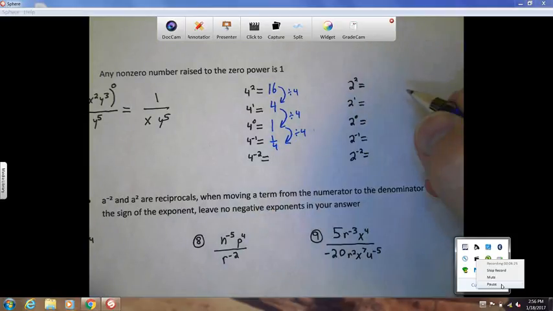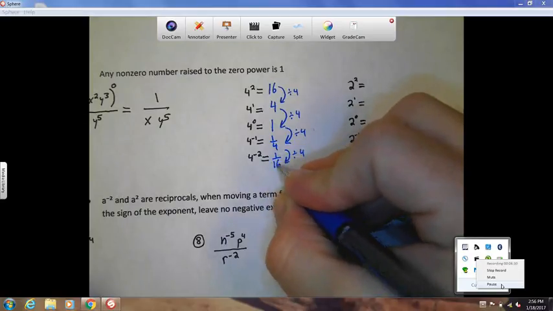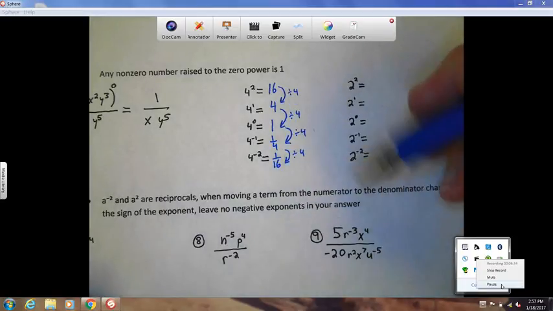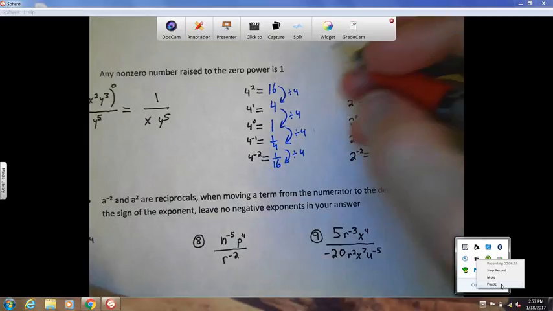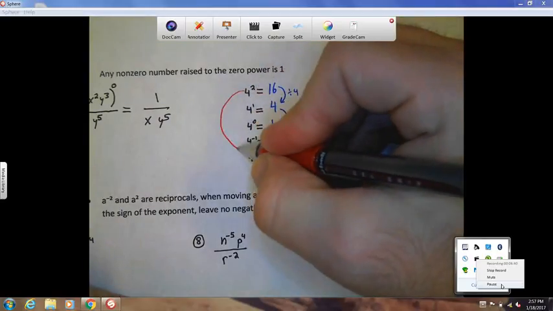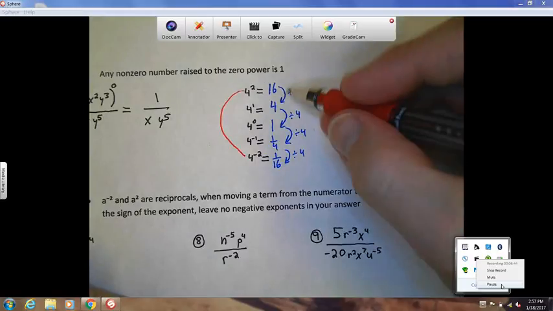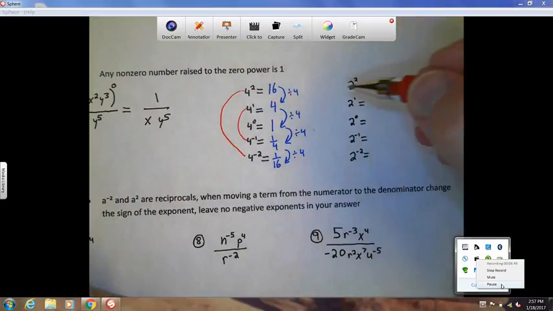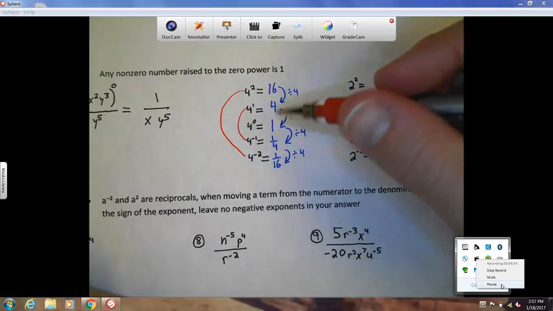This is 1/16. Okay, so you don't necessarily need to know this, but this will help you see how this works. Notice that 4 to the second and 4 to the negative second are reciprocals. 16 and 1 over 16. 4 and 1 over 4. So you should know all these powers just by knowing it's the reciprocal. Then remember, anything to the 0 power is 1.